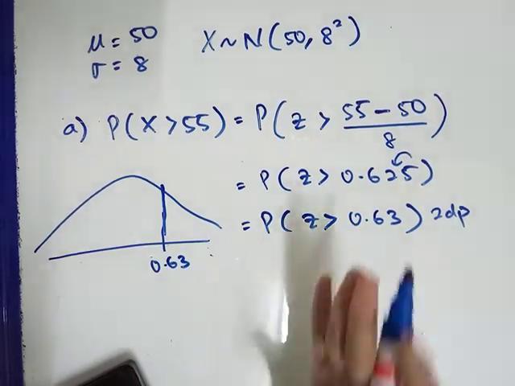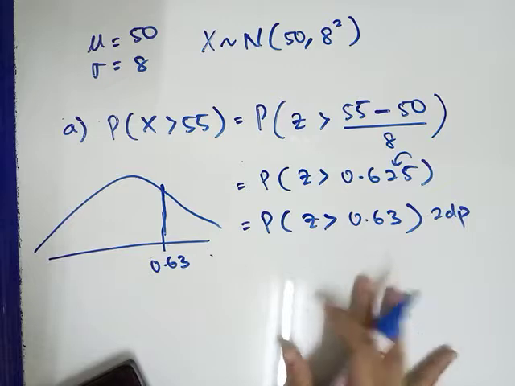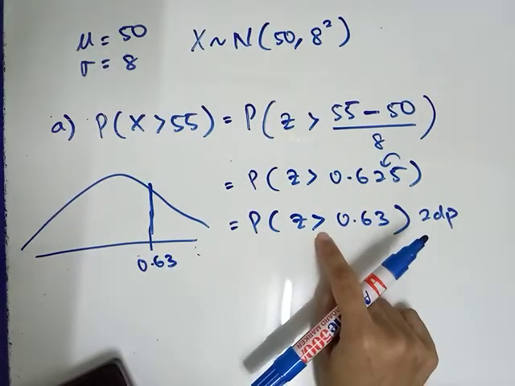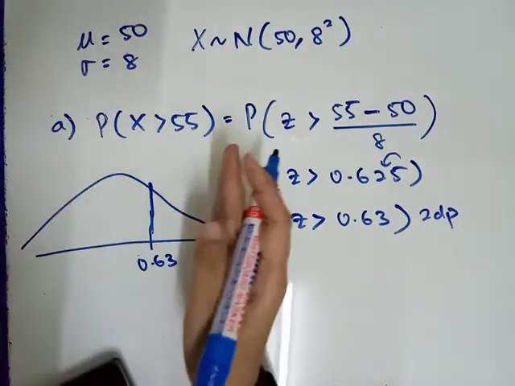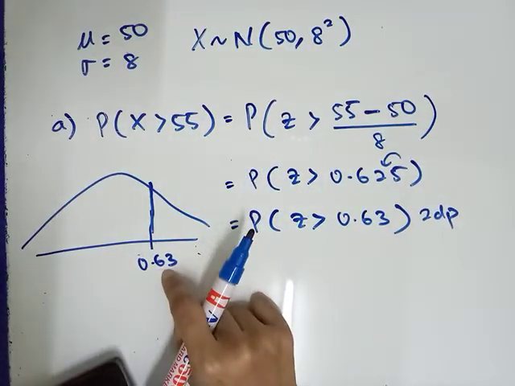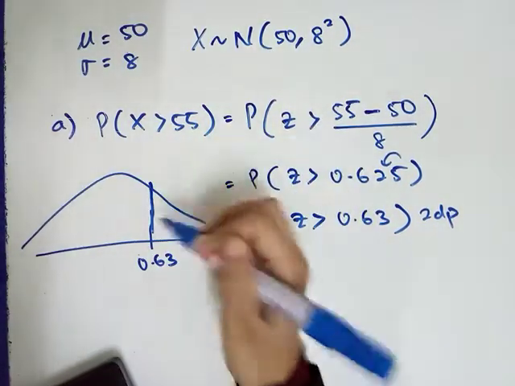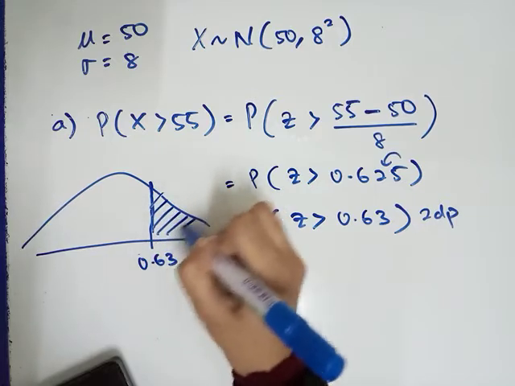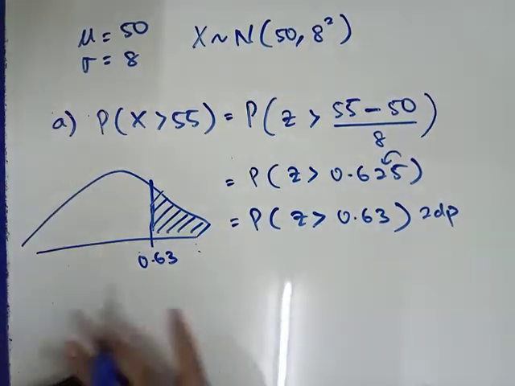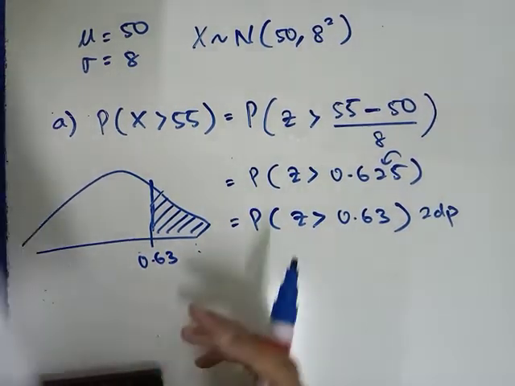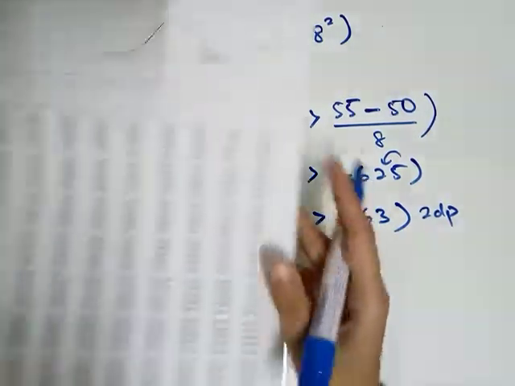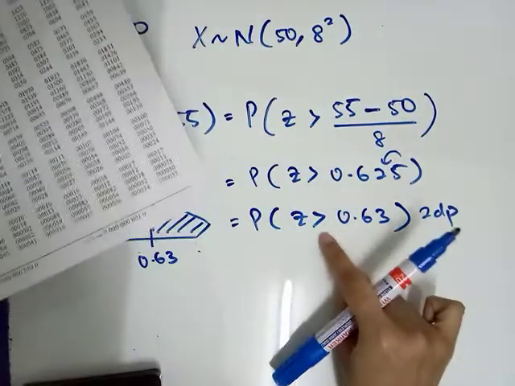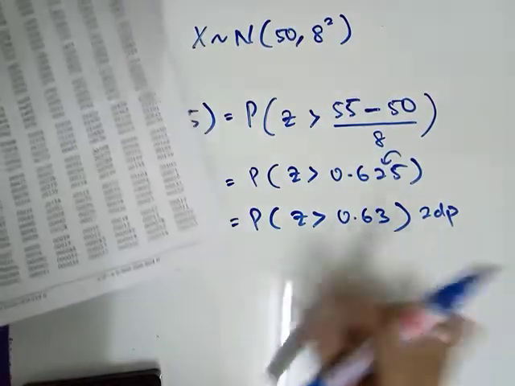Okay, so nak tahu area tu dekat mana? Area tu awak tengok pada sign dia. Okay, sign dia more than 0.63. More than belah mana? Kiri ke kanan? Okay, bila kita 0.63, that means more than dia dekat belah kanan. So, this is area. So, sama tak area ni dengan dekat table ni? Sama kan? Dan barulah awak boleh cari probability using the Z value 0.63.